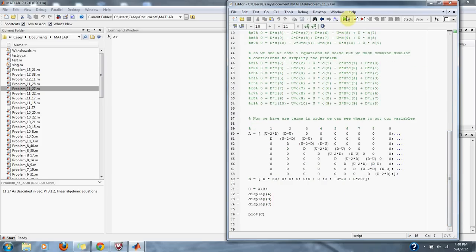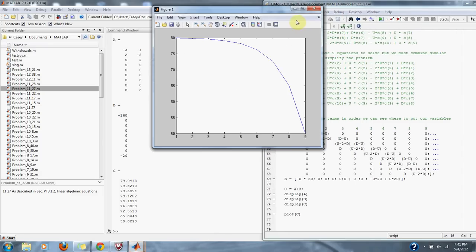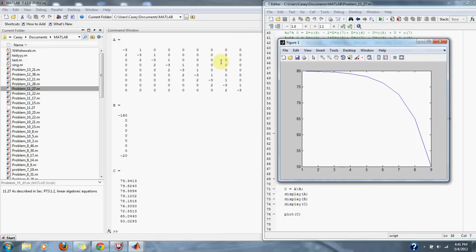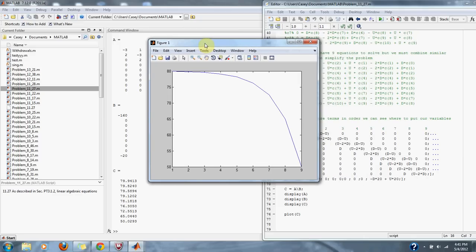So let's run it. As you can see, here's our A matrix. Here is our B matrix with the two given values from the problem. And here's the coinciding C matrix, or the values that we needed, the concentration values that we found by solving the matrices. And here is the graph that we also needed for the problem. And that's it for problem 11.27.